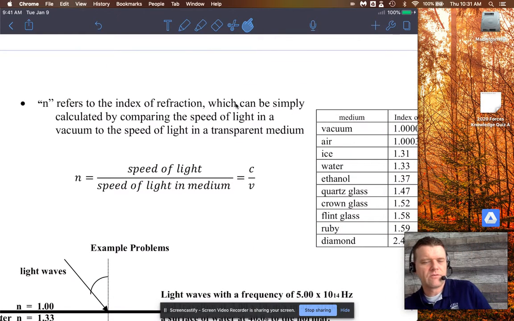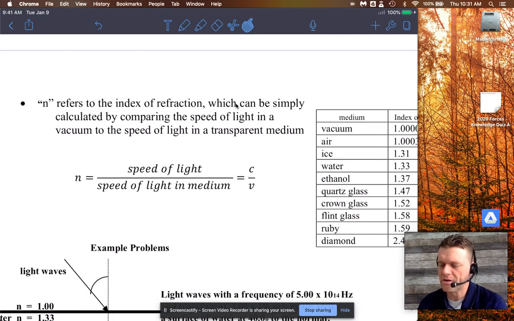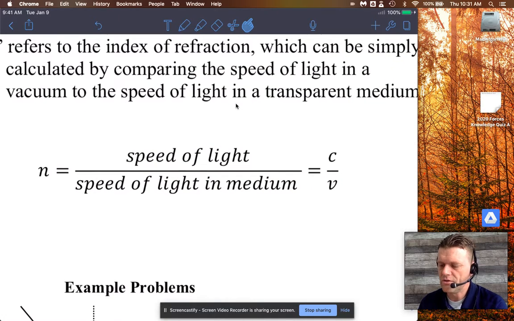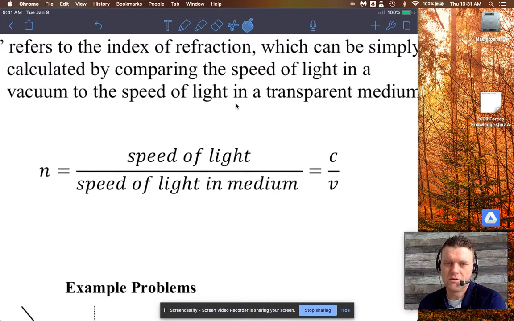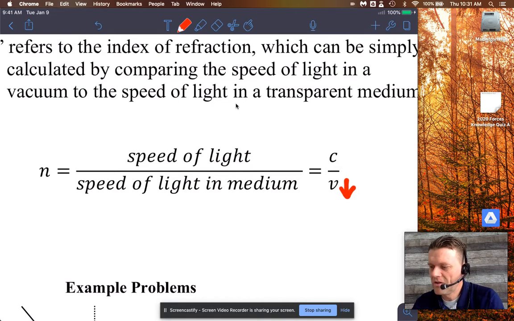n is the index of refraction. It's simply calculated by comparing the speed of light in a vacuum to the speed of light in the transparent medium. This is the simple ratio. You can calculate n, you just take the speed of light, c, and divide that by how fast the light's moving in the medium, and it'll always be less than the speed of light. So this velocity is always smaller than 3 times 10 to the 8th. Obviously, if it was 3 times 10 to the 8th, then it would just be 1, which is what the index of refraction is in a vacuum.